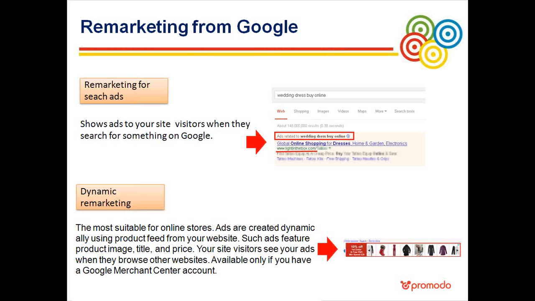And the third type of remarketing is dynamic remarketing. It is the most suitable for online stores because ads are created dynamically by using your product feed from your website. Such ads feature product image, title, and price, and usually they show very relevant information for your potential customer. But this kind of remarketing is available only if you have a Google Merchant Center account. It is very popular, but it needs special attention to talk about and to know how to set up it.